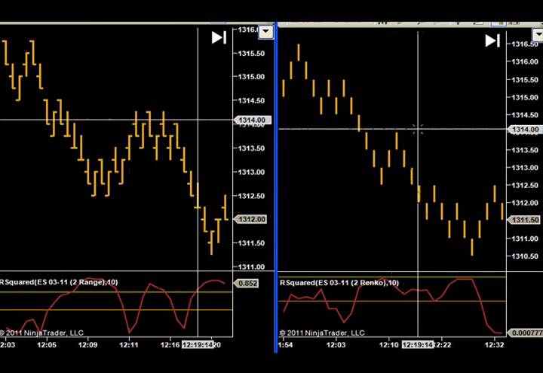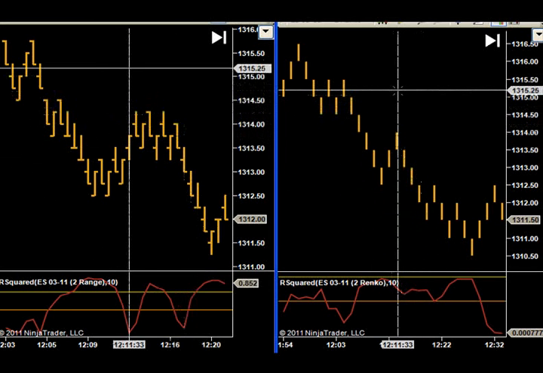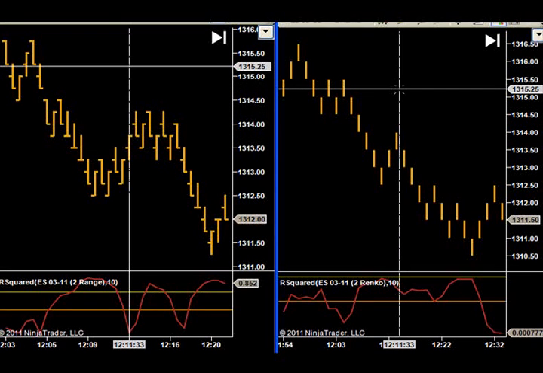So I think this is pretty clear evidence that there is less random movement on RENKO bars than you find with range bars. Therefore, RENKO bars should be easier to trade.